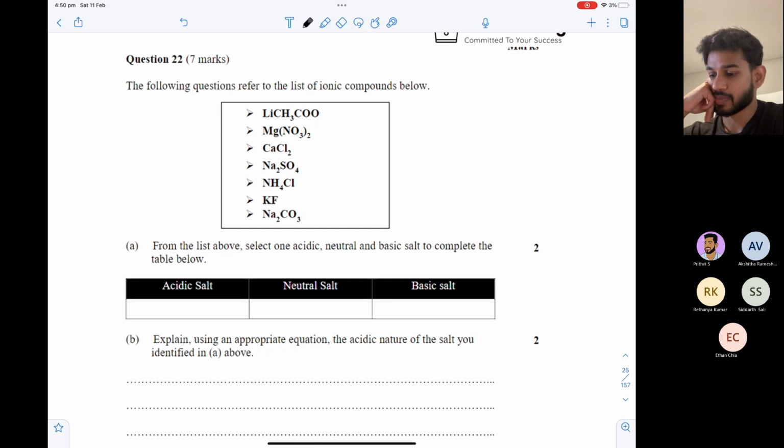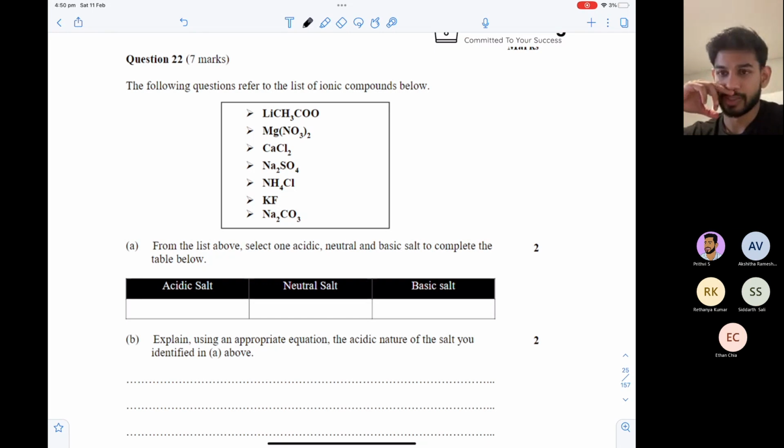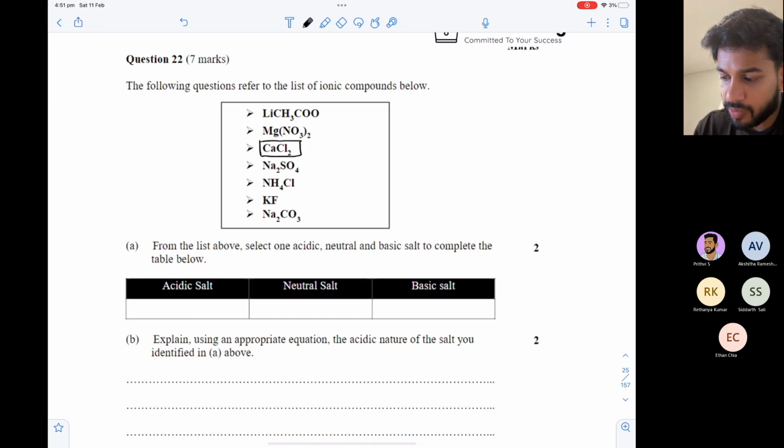Rithania, pick an acidic salt. Or tell me what you've cancelled out, just how have you started to think about this? Or tell me a neutral salt, or give me a basic salt. CaCl2. CaCl2. Is CaCl2 acidic or basic or neutral? Is it neutral? Good, right? The way I break it down is you look at the salt. First step you do is break it into its ions.